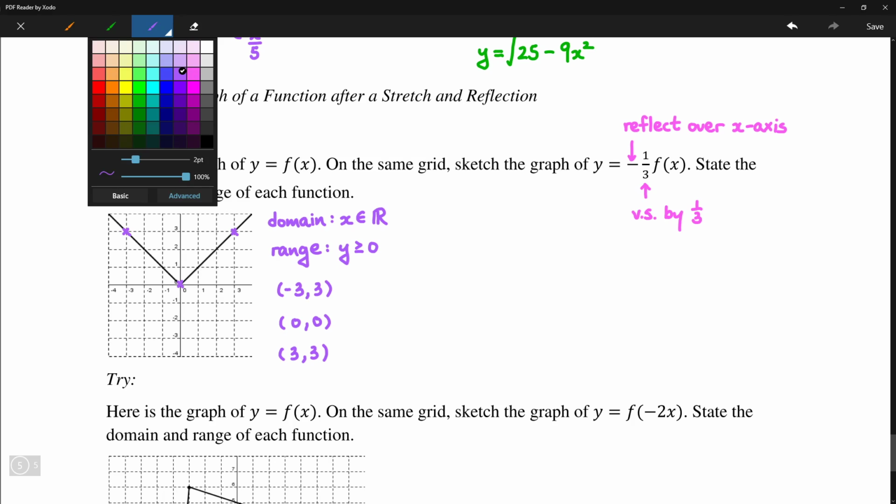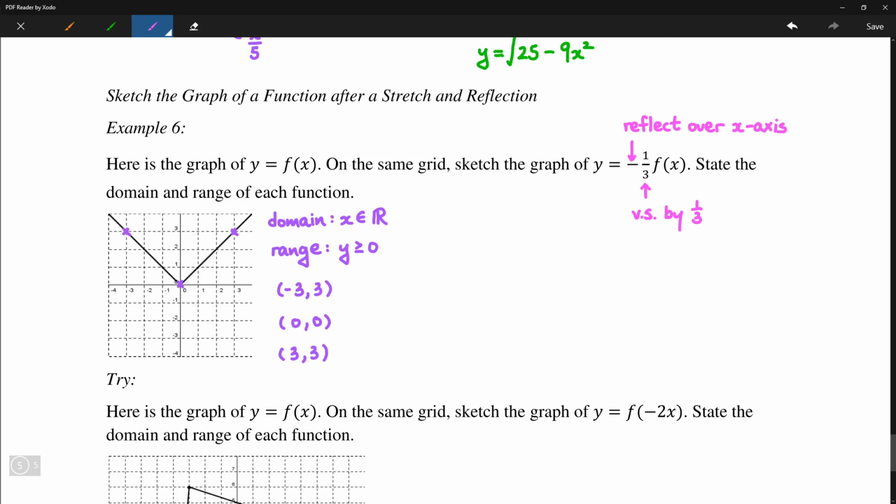So taking both of those transformations under consideration, we will have the new points (-3, -1). (0, 0) will stay the same, so that will be an invariant point. And then afterwards, the next point will be (3, -1). Right? So think about it as the y values being multiplied by -1 and then multiplied by 1/3. It's not a bad way to think about it.